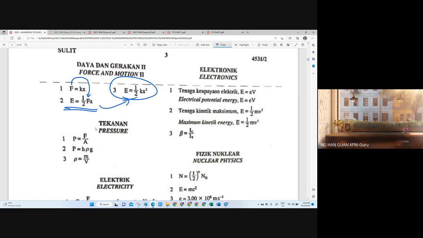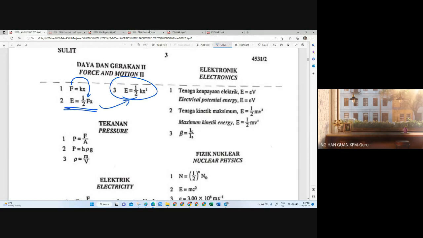When you apply number 3 for the elastic potential energy, students usually make a mistake because of the x squared. They forget to square the extension. This one we will go through later in the elasticity part, so I will touch on it again.